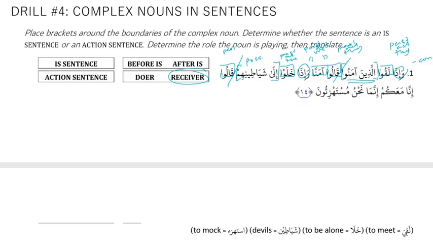And then إِنَّا مَعَكُمْ. So this is their quote. And then the quote is an is sentence. Inna is sentence starter and it's noun. And then ma'akum is TLDR, so that's where we have our break. And that's where we put our is.